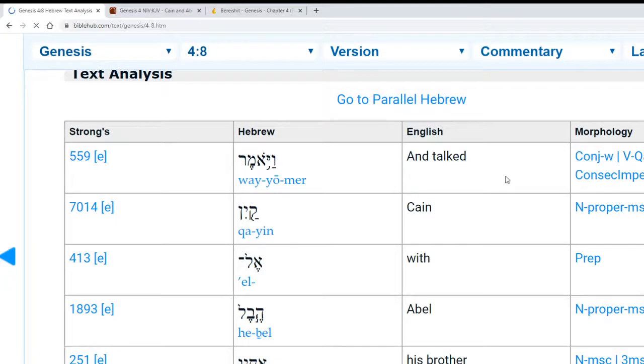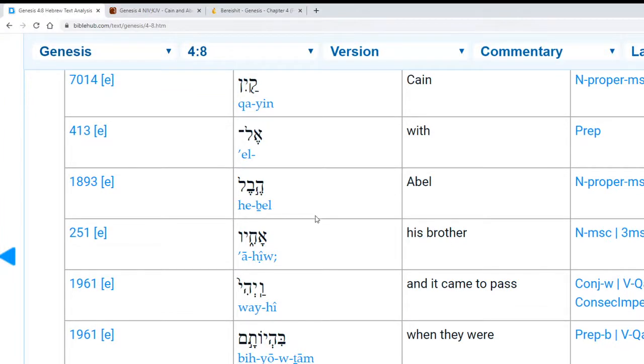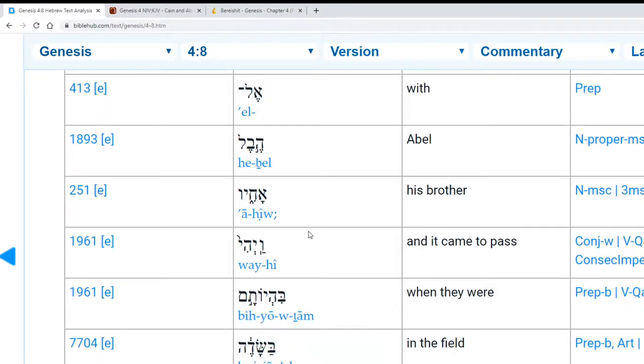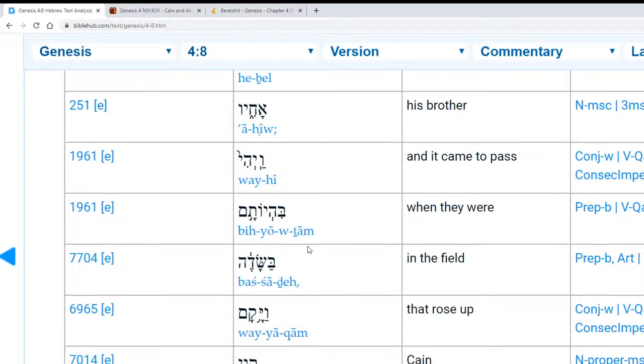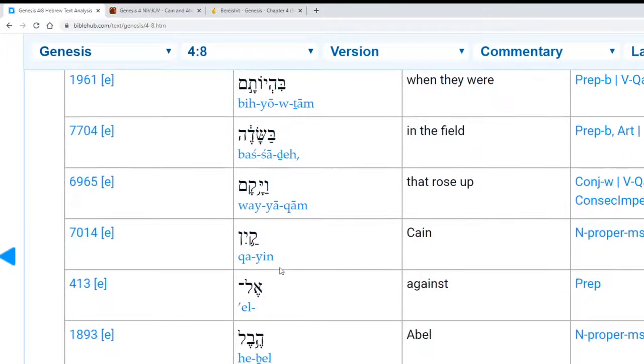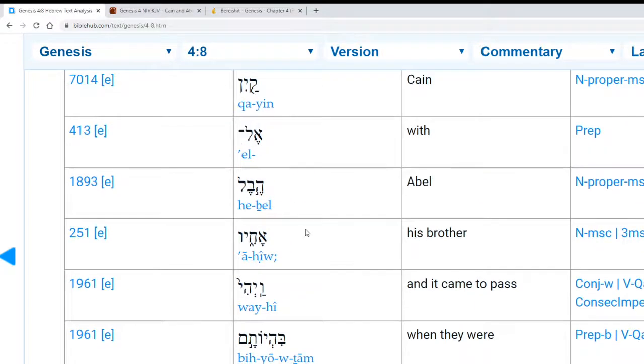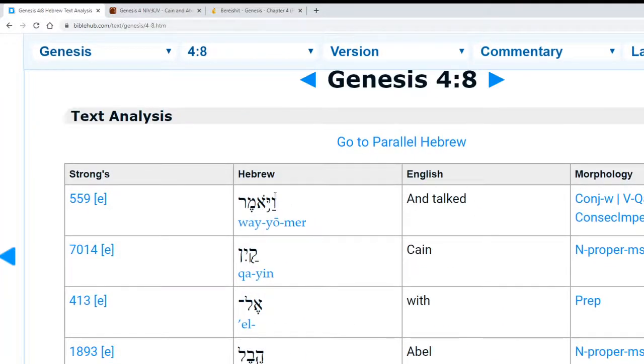Verse 8. Vayomer Cain el Hevel achiv, vayehi bihyotam besadeh, vayakom Cain el Hevel achiv, vayahargenhu. Oh, Cain, how could you?